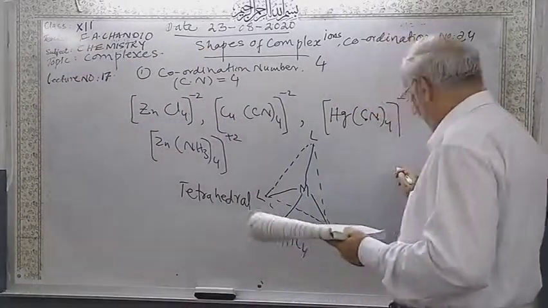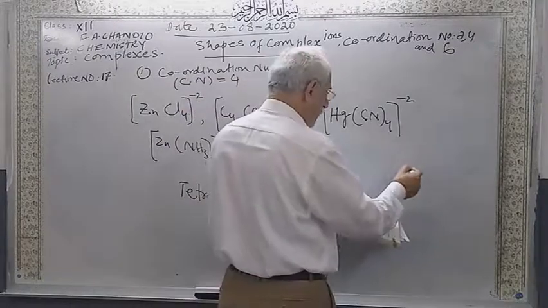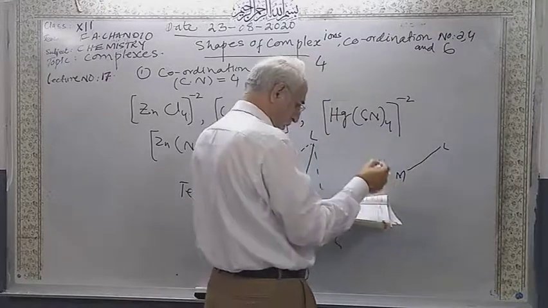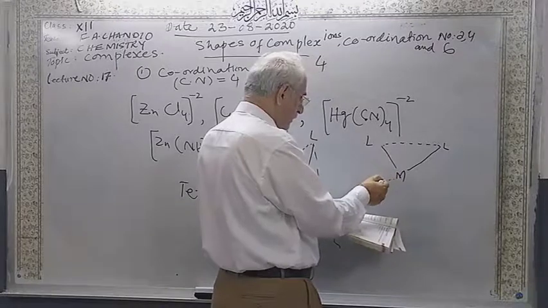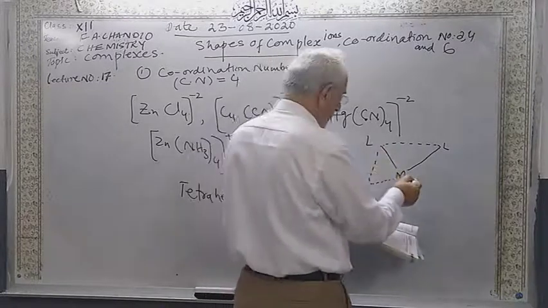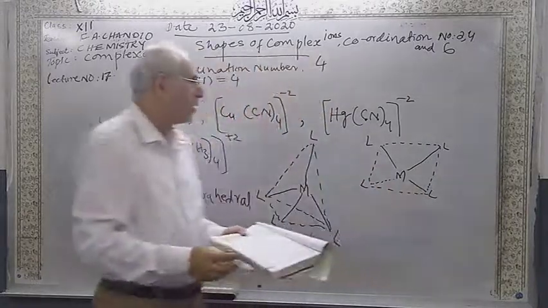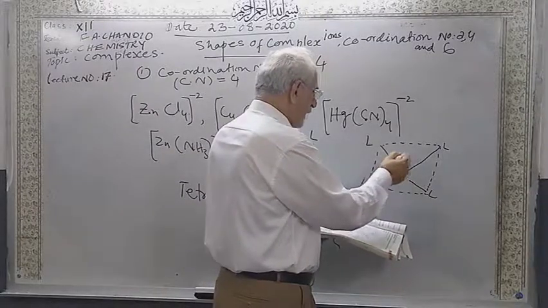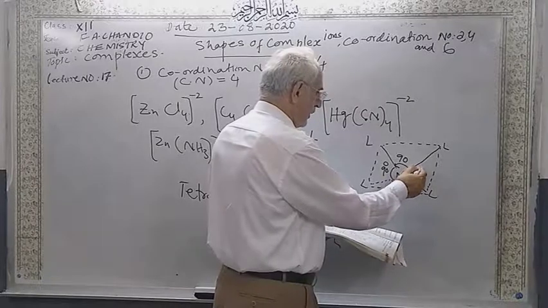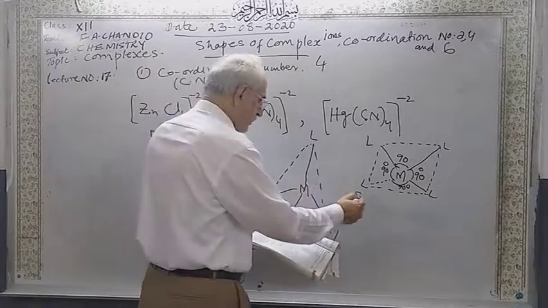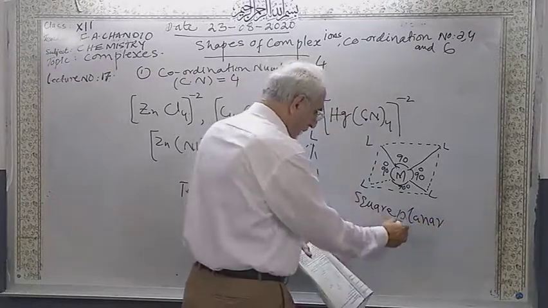Or if you have again the same metal at the center, you have this ligand, like this one, this ligand, like this one, and this one. So this one is the square planar, 90 degree, 90 degree, and 90 degree. This geometry is square planar, ML4.